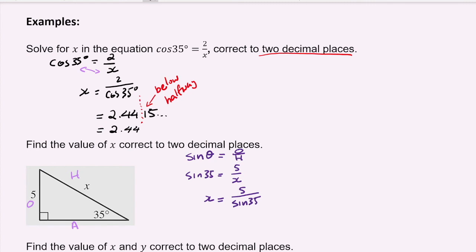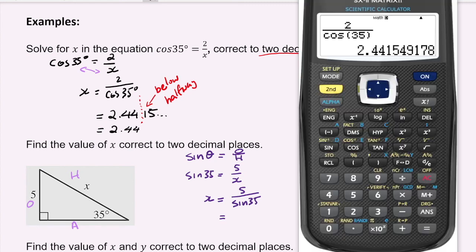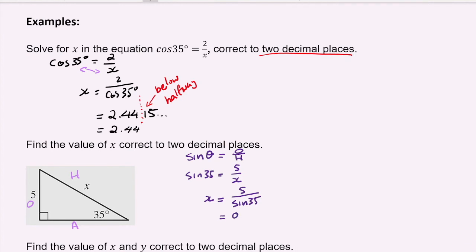Now let's bring up our calculator again and clear it. Fraction key, because I need the fraction up, 5, sine 35, close my bracket, equals, and I get 8.7172.